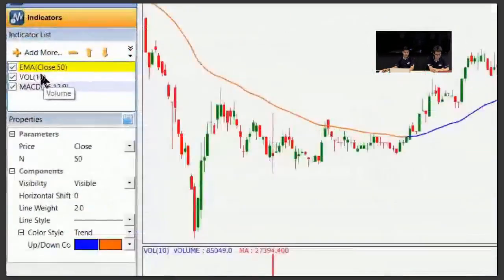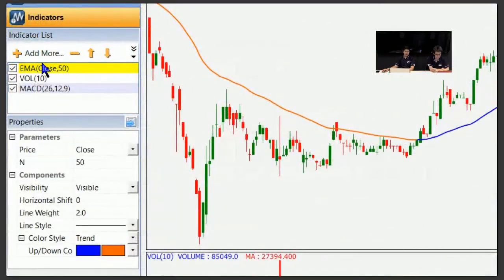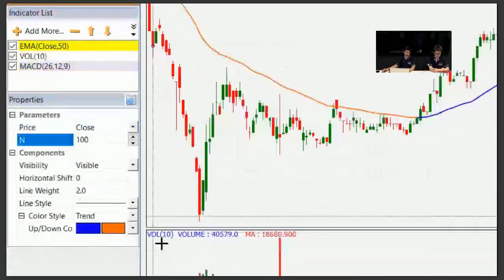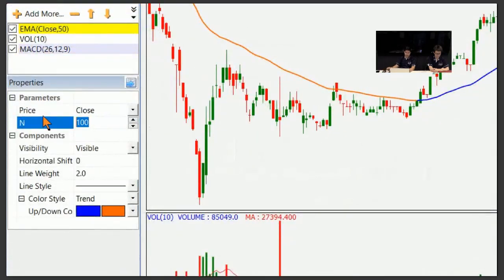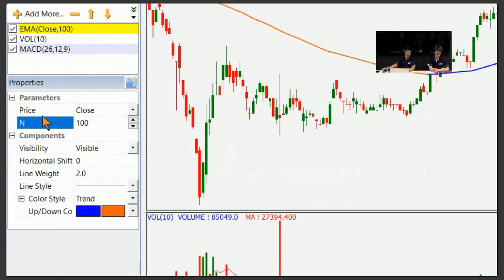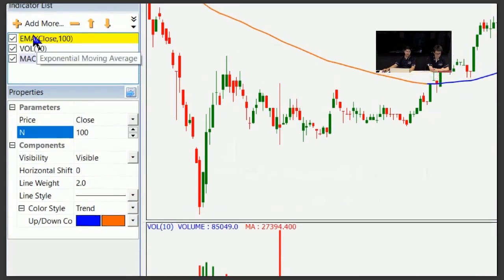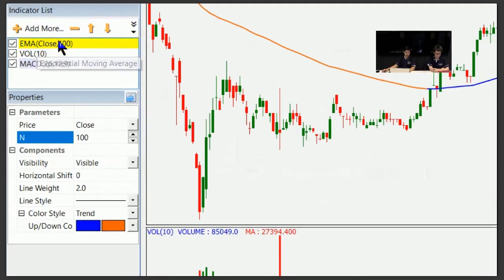Over here you can see this EMA is based on the close price of each candle, and 50. So it means this moving average is derived from the past 50 days' closing price average. So let's say I would like to change this 50 EMA to 100 EMA. I click on this N, I put 100, then I press enter. You can see here, now it becomes EMA close 100.